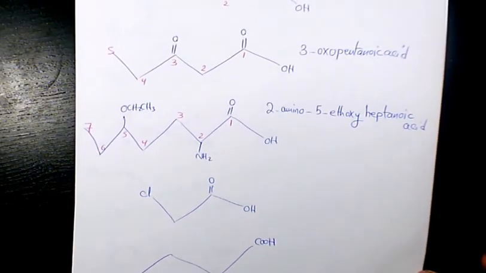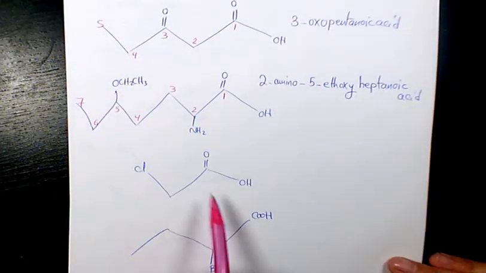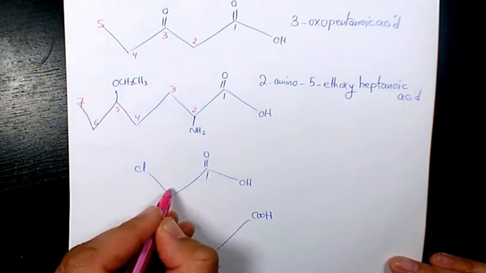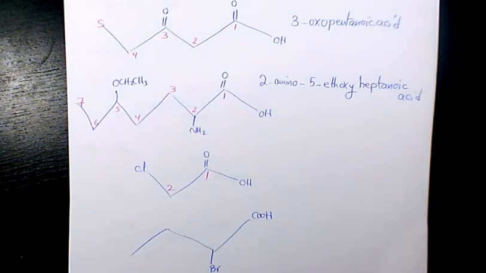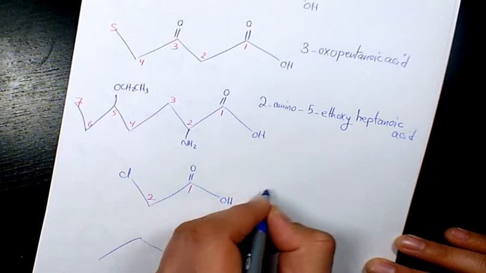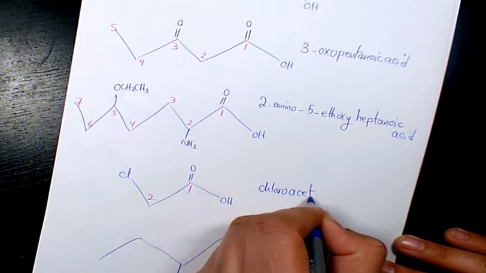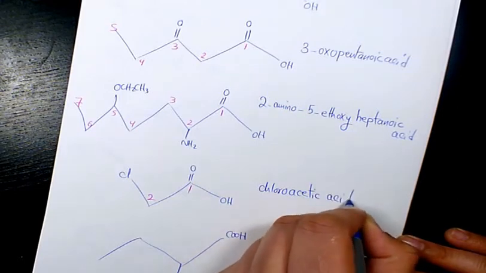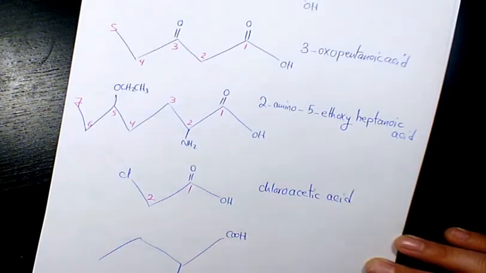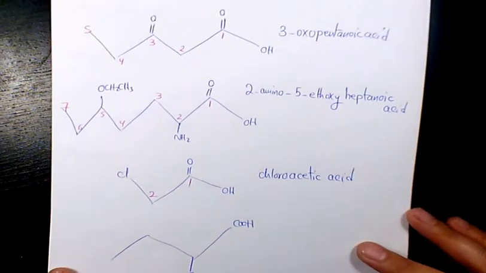This one we have another acid. Start numbering. That's going to be the number 1. This one is going to be number 2. Here we have chloro. So we can call it chloroacetic acid. Or you can say chloroethanoic acid, but chloroacetic acid is more common.